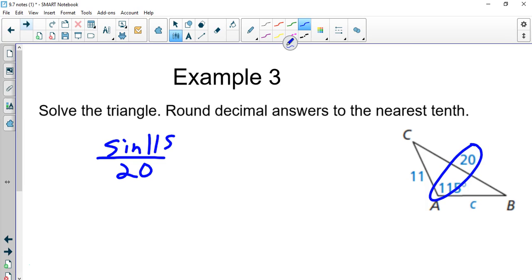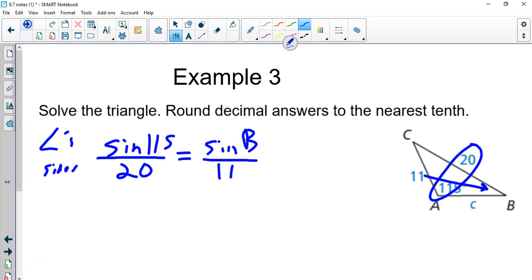So basically, since we have this, we're going to try to find this right there. Well, it's just a simple ratio. It's going to be sine of B, which we don't know, over 11. And notice, we have the angles on the top and the sides on the bottom. And we could flip it upside down. It doesn't matter. We just have to be consistent. So, now we just do the math. We cross multiply and divide.